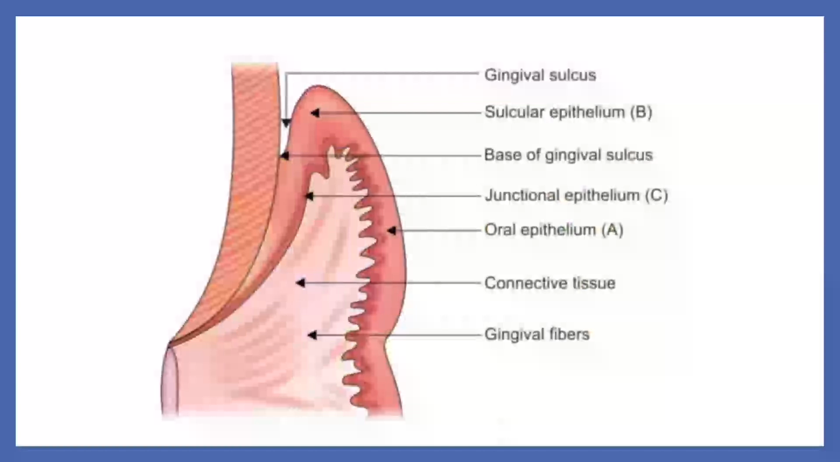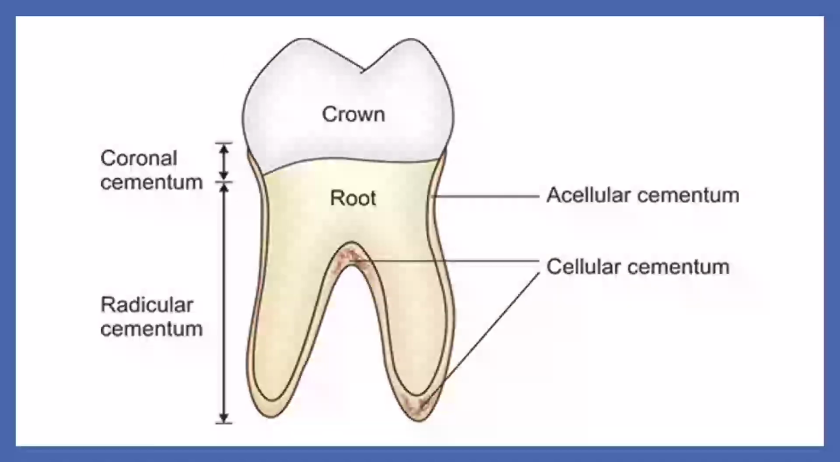The gingiva covers the alveolar bone and the root up to a level just coronal to the cemento-enamel junction, or the CEJ, that is the junction between the enamel-covered crown and the cementum-covered root. The second component of the periodontium is the cementum, which is a calcified layer of tissue covering the root.